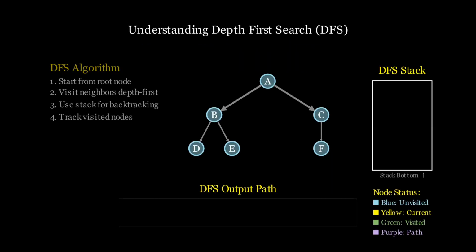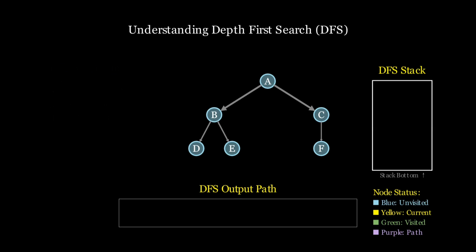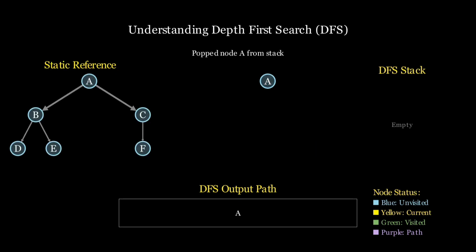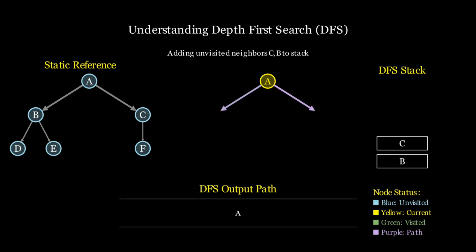On the screen you can see three main components. On the left is our reference graph that shows the complete structure, in the middle is our working graph where we will see the traversal in action, and on our right is our stack where we show the nodes that we are planning to visit next. We start at node A, marking it yellow as our current node, and we add its unvisited neighbors B and C to our stack.